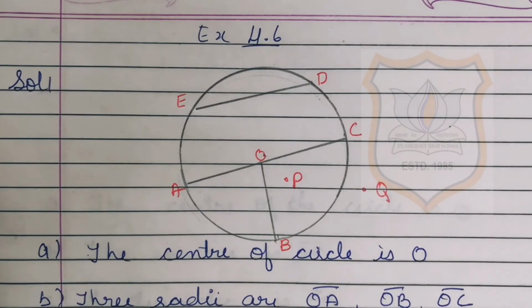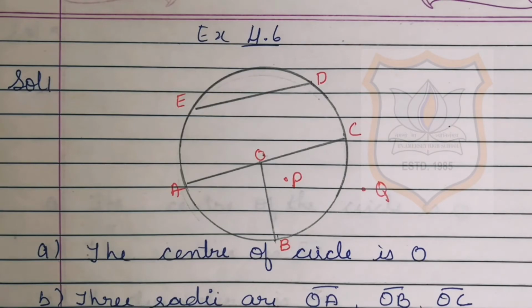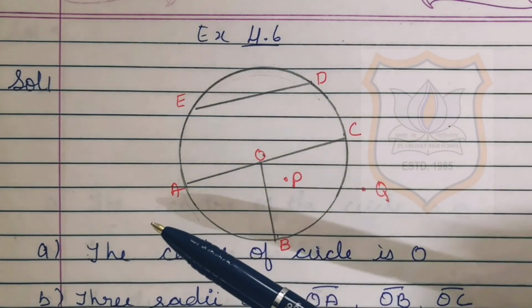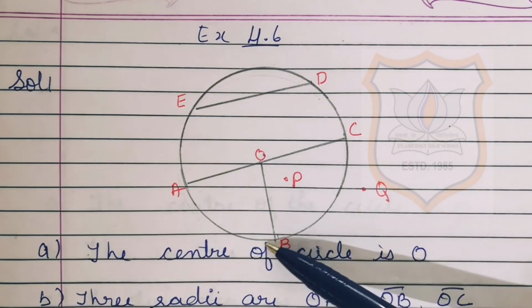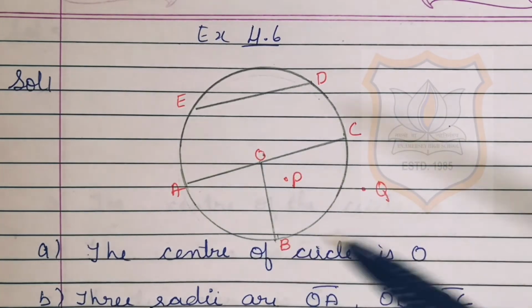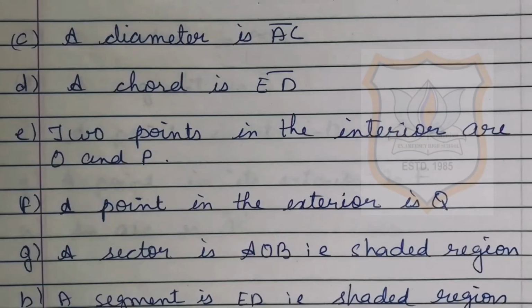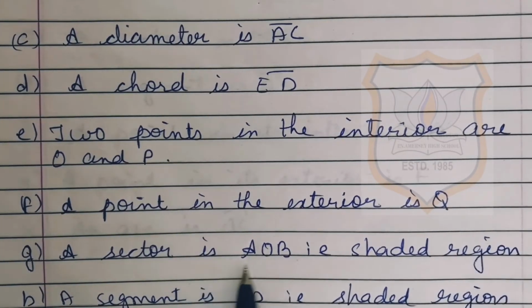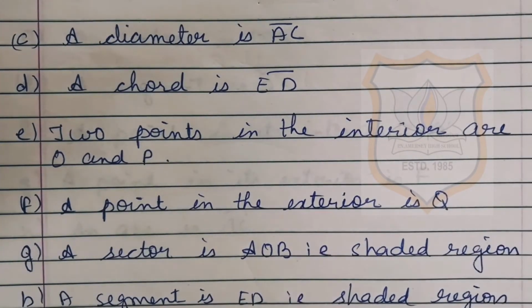Now G part of question number 1, we have to find out a sector. Students, as I've explained, to find the sector, we have to consider it as a pizza slice. So here you can see that AOB is the sector of the circle. So the answer of G part of question number 1 is that the sector is AOB, that is the shaded region.